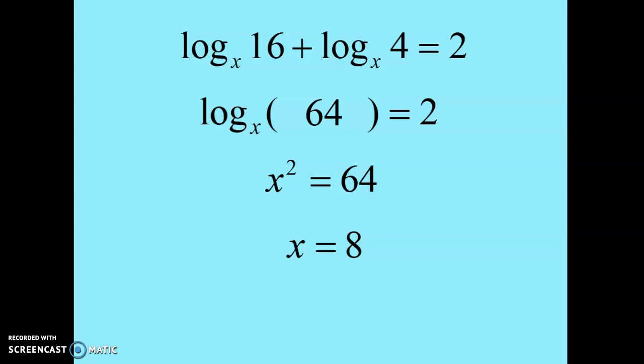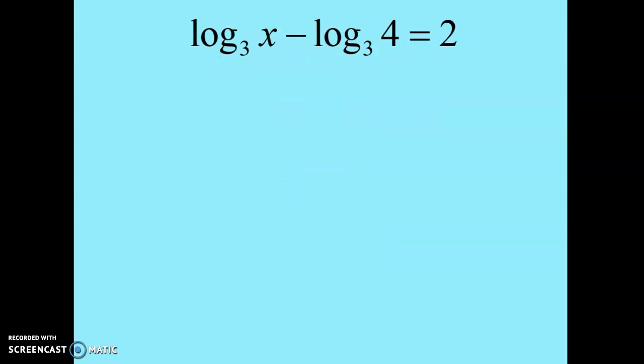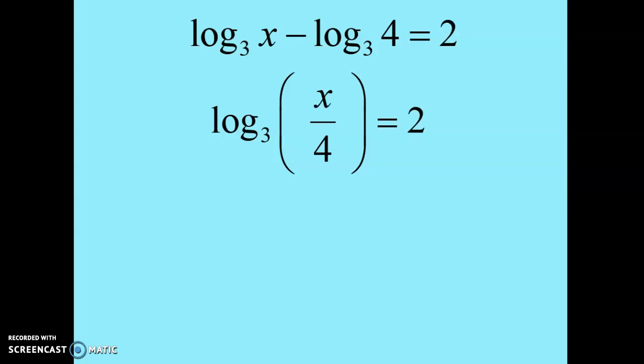All right, next one. So now we're subtracting 2 different logs of the same base. When we do that, we're going to have log base 3 is equal to 2, because we're subtracting, it's going to be x divided by 4. So we smash the log, and it becomes a base of 3, with the exponent of 2, equal to x over 4.